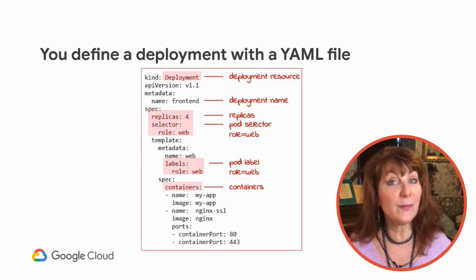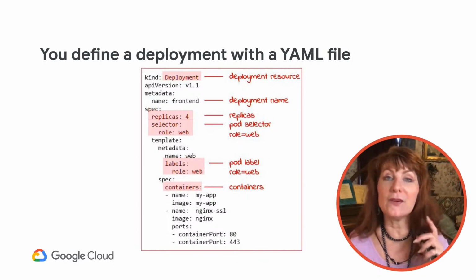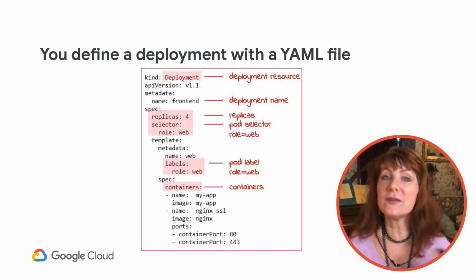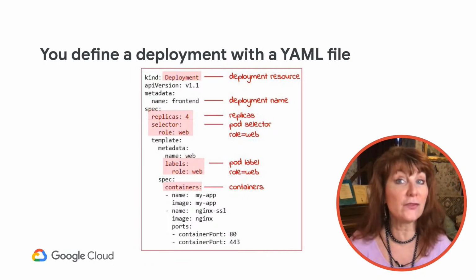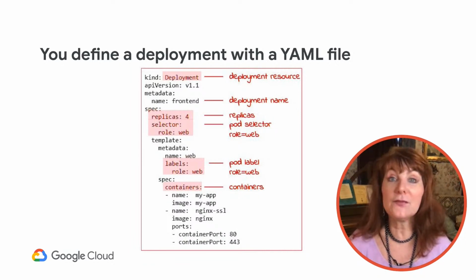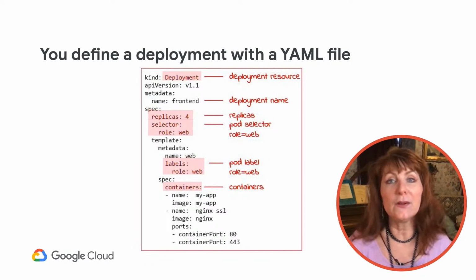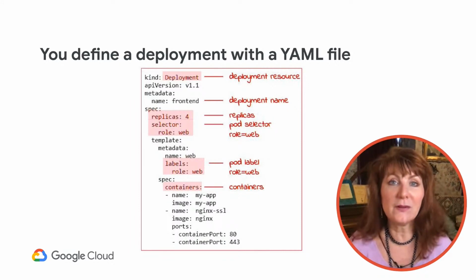And again, we have metadata with the deployment name and a replica set with the number of pods to run. We also have a selector label for choosing which pods to include in the deployment, and of course, pods with their labels and containers in a template. You identify the group pods with labels and select them in the deployment with a selector. So now in this example, it looks like you're going to run 4 pod replicas with a role set to web, and of course, containers defined for the pod.